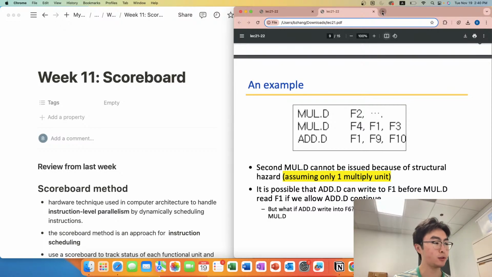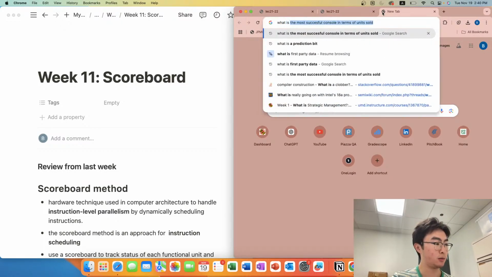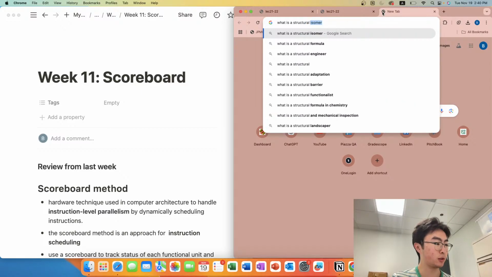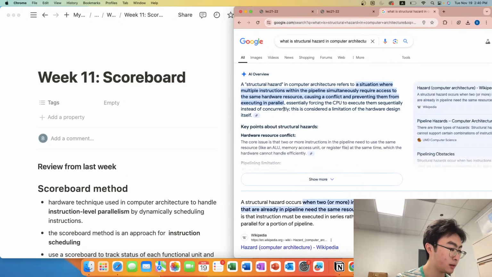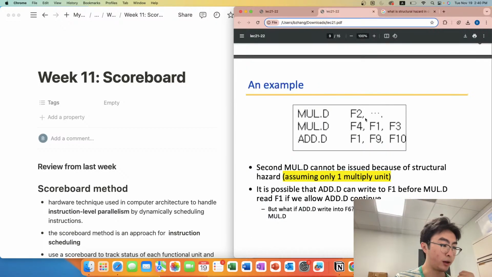So, what's a structural hazard? What is a structural hazard in computer architecture? Okay, when they need the same resource. So if you have multiple instructions, they probably use the same logic unit, like a floating point ALU.